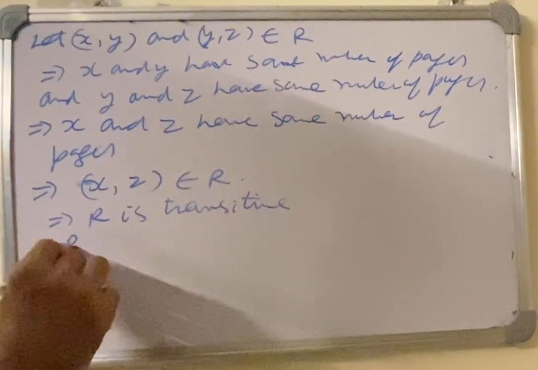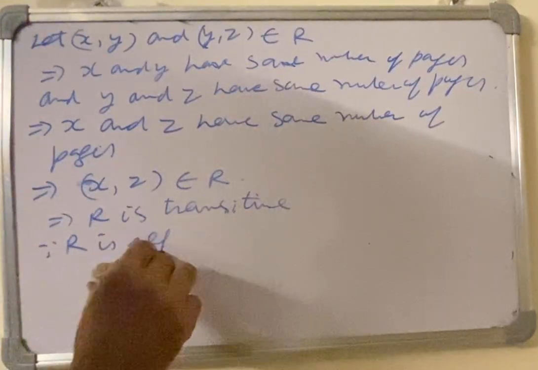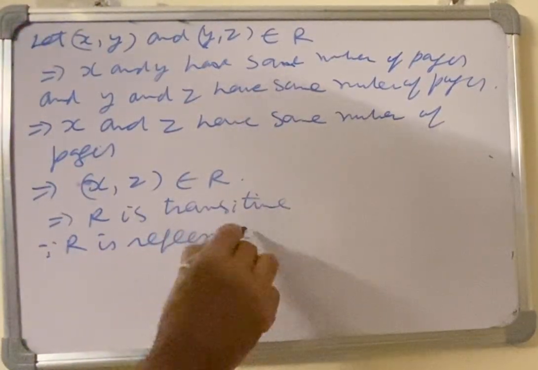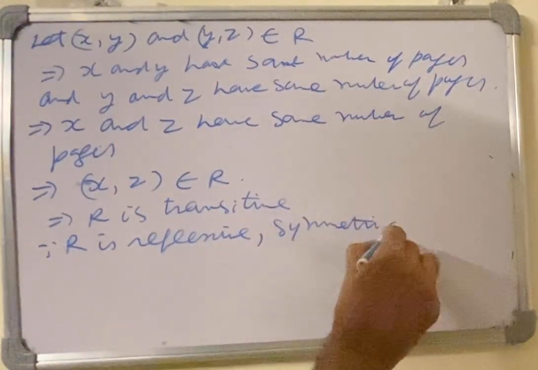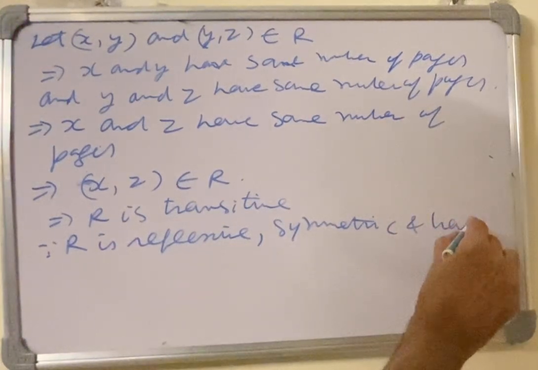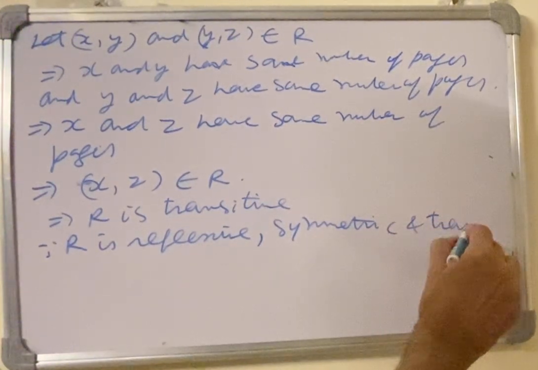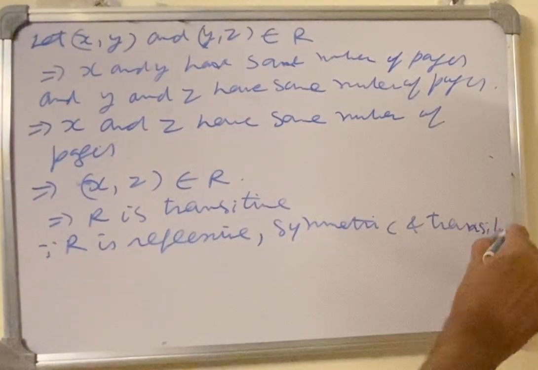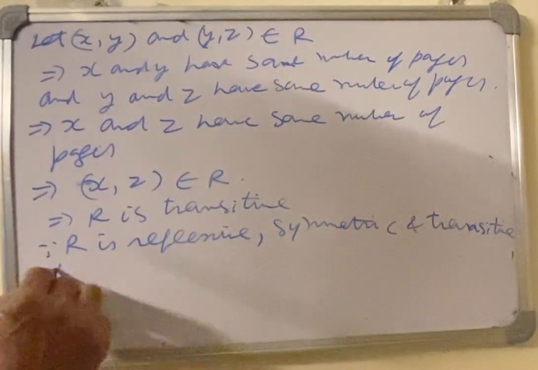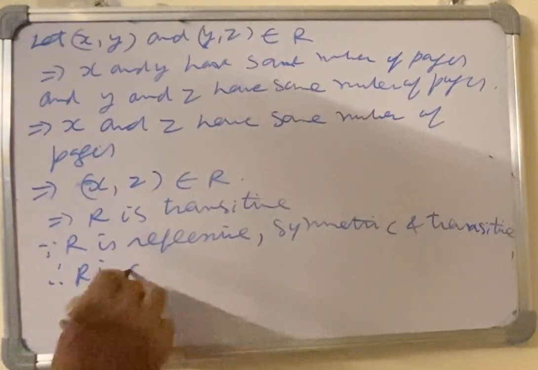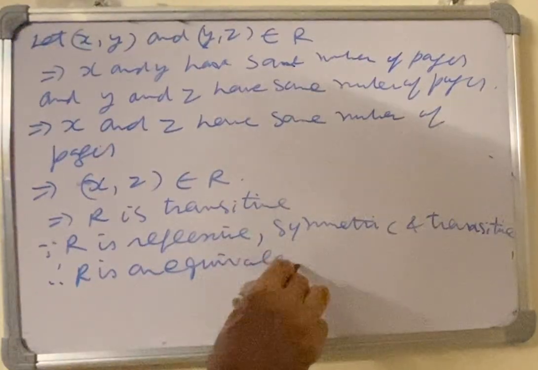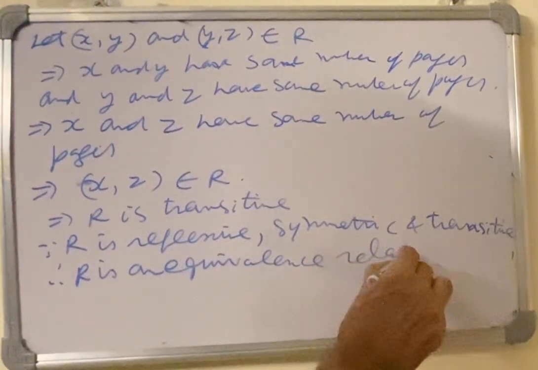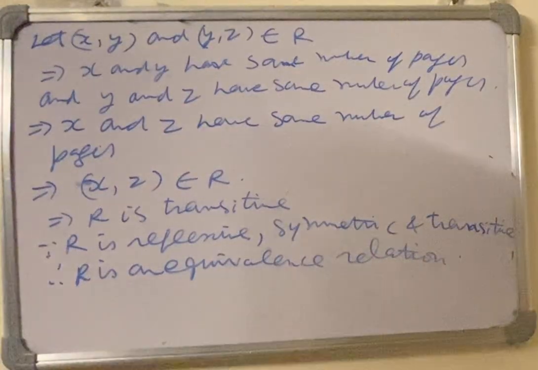Since R is reflexive, symmetric, and transitive, therefore R is an equivalence relation. Then we take the second question.